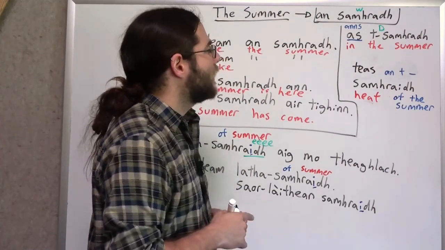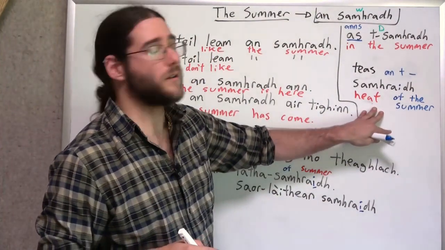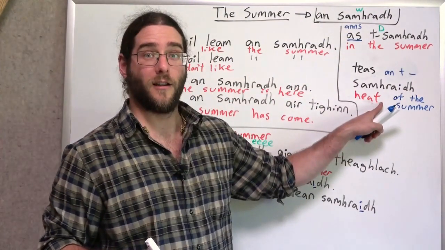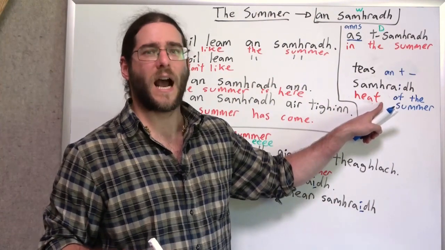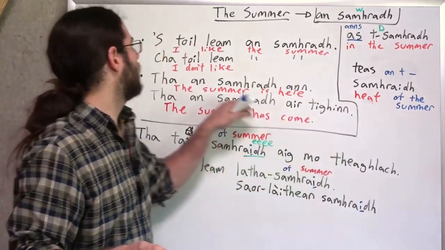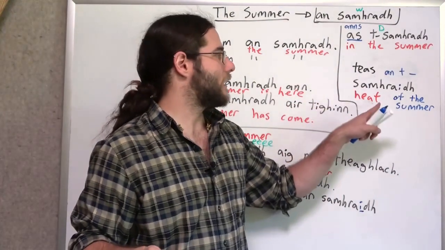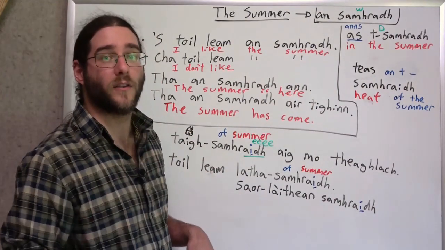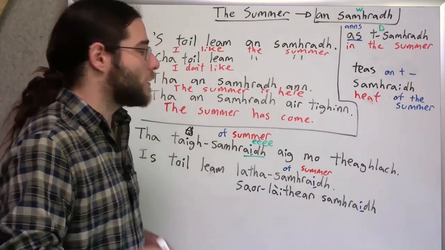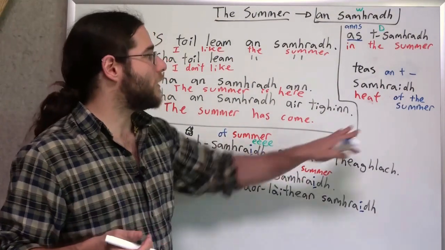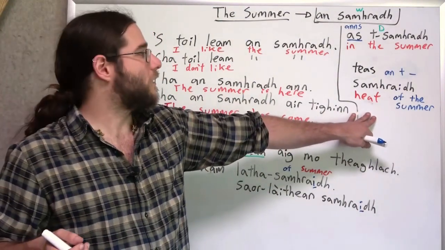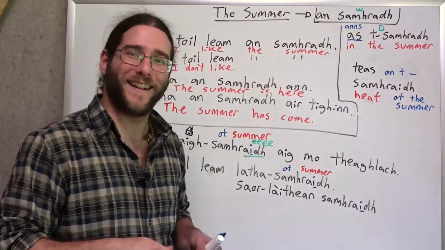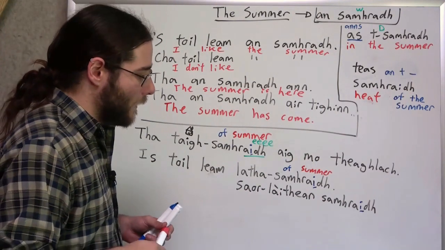Chis an daudi, heat of the summer. Oh, stolium chis an daudi. I like the heat of the summer. I like how hot summer is. Chatolium chis an daudi. I don't like summer's heat. I don't like the heat of summer. I don't like how hot it is. So we're giving you some more options for expression, including some quite poetic ones. When we use, you know, the big, bad, scary genitive, it oftentimes ends up being quite poetic. What else could we do?